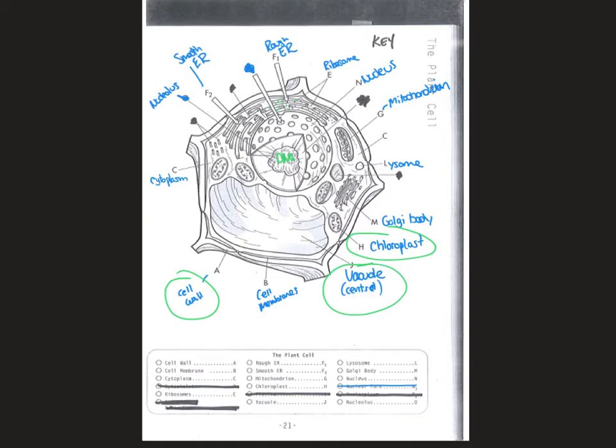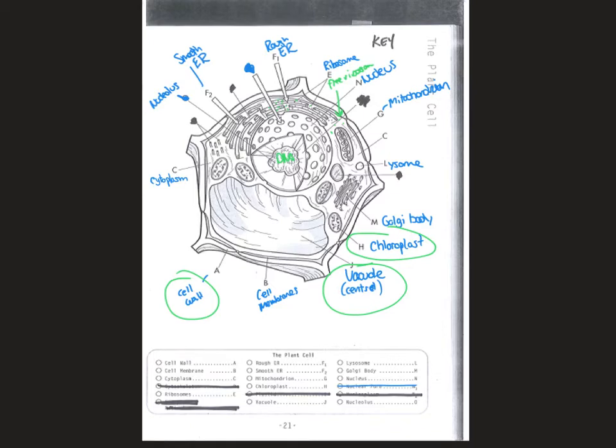Now ribosomes can also be along here, and we call those free ribosomes. So if they're attached to the rough ER, they're called attached ribosomes. If they're free from the rough ER, they're free ribosomes. Now the rough ER produces proteins that are going to be transported out of the cell, while free ribosomes generally make proteins for use inside the cell.